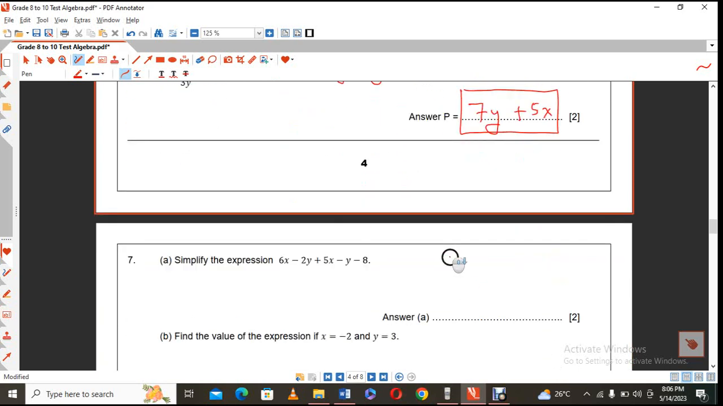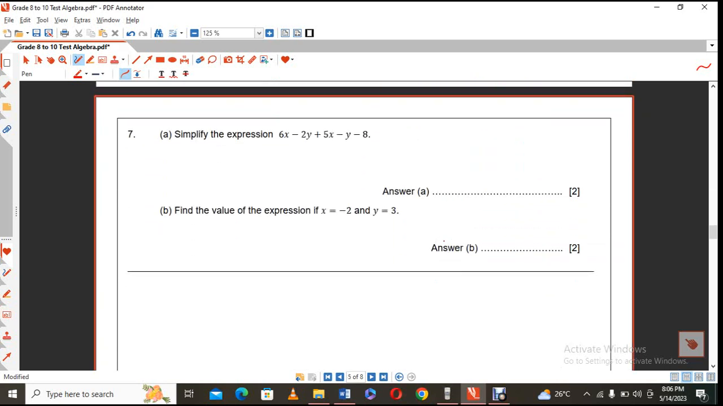Okay? Question 7, simplify the expression. So I'm just going to rewrite the like terms together. 6x plus 5x, and then I have minus 2y minus y, minus 8. Of course, this gives you 11x here and minus 3y here, minus 8. Remember, there's a 1 in front of the y that we do not write. So it's 11x minus 3y minus 8.